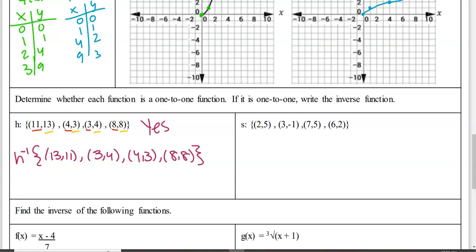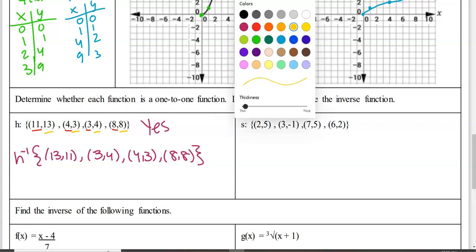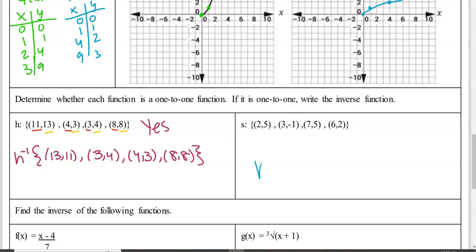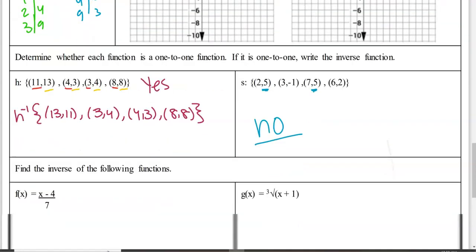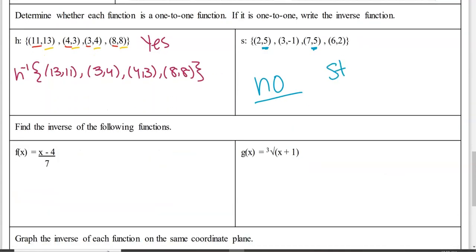All right, is it 1 to 1? No, it is not. What repeats? My y value of 5 repeats itself. So it is a function, but it's not a 1-to-1 function. I'm going to put still a function. Still a function, just not a 1-to-1.